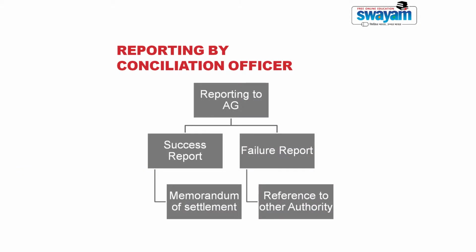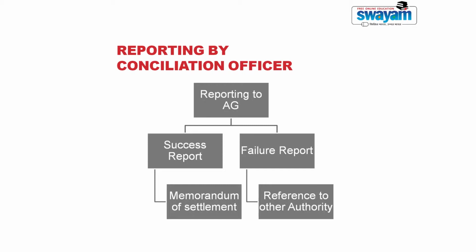Sometimes the conciliation officer succeeds in getting a settlement of a dispute. In that case, he has to send a memorandum of settlement along with the explanations. Sometimes the conciliation officer or board of conciliation fails to come out with a settlement. Then they have to send a reference to other authorities. So, he has to report the failure along with the reference. These are the contents of the report.